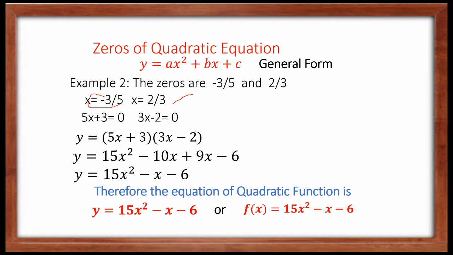Then after that, kuhanin natin siya as binomial. 5x plus 3 na nakaseparate, then 3x minus 2. Then, multiply natin ang dalawang binomial. The product is, pwedeng gumamit ng FOIL method. Y equals 15x squared minus 10x plus 9x minus 6. And the result will be y equals 15x squared minus x minus 6. Therefore, the equation of quadratic function is y equals 15x squared minus x minus 6, or f of x equals 15x squared minus x minus 6.